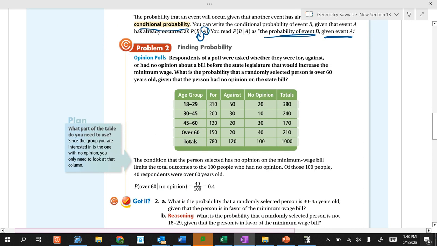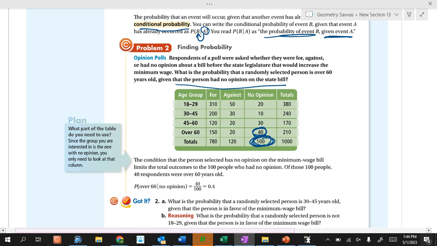Okay? So, the respondents of an opinion poll were asked whether they were for, against, or had no opinion about a bill before the state legislature to increase the minimum wage. What's the probability that the randomly selected person is over 60 given that they had no opinion on the state bill? So, given no opinion, they are over 60. Okay? It's not out of the 1,000 people because they're saying given that they had no opinion. So the no opinion column is here, given that. So it would be the 40 out of the 100.